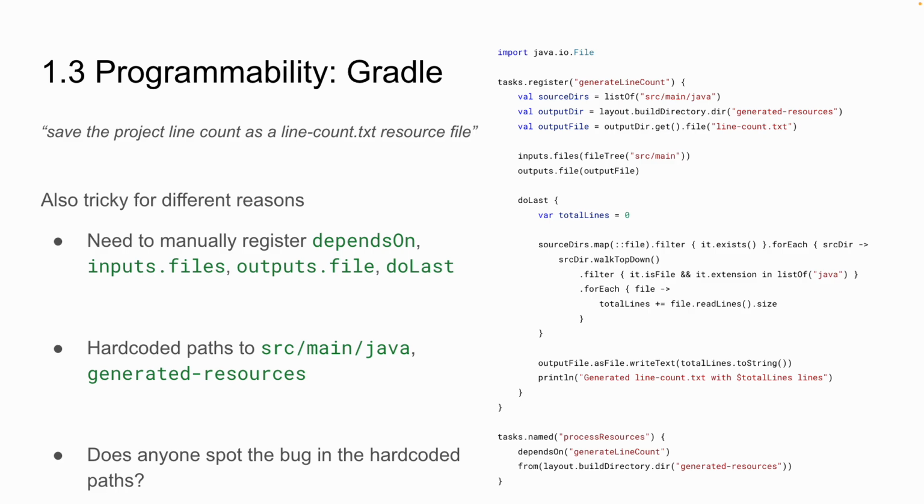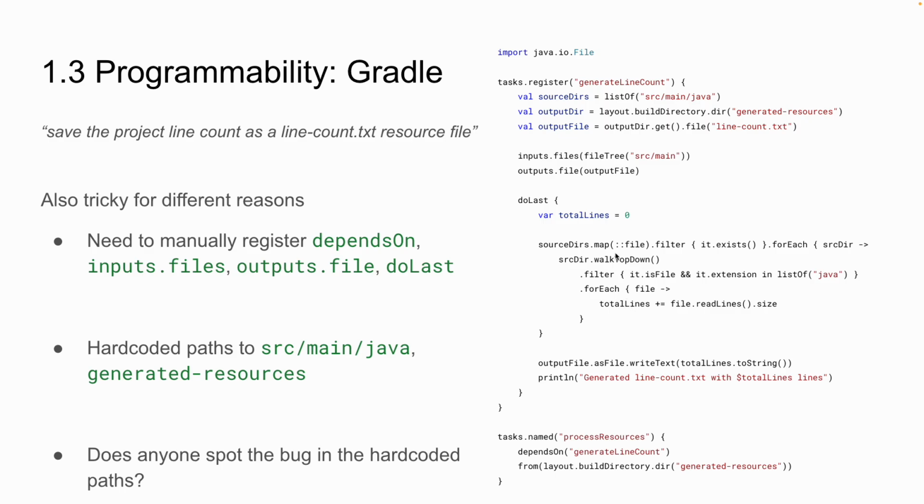So the bug here is that I'm declaring a dependency on the source main input folder, but I actually only care about source main Java. So the output will be correct, it'll compute the line count correctly, but if I touch the resource folder, source main templates, or anything else in source main, it will unnecessarily recompute the line count.